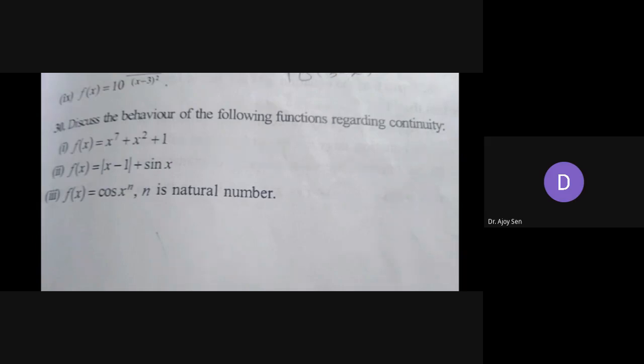X to the power 7 plus x square plus 1 is a polynomial function.